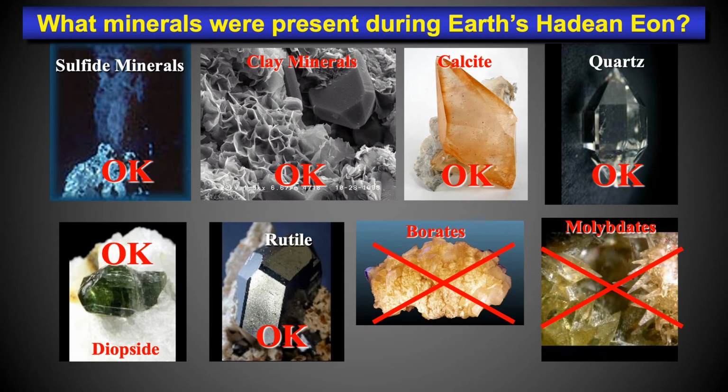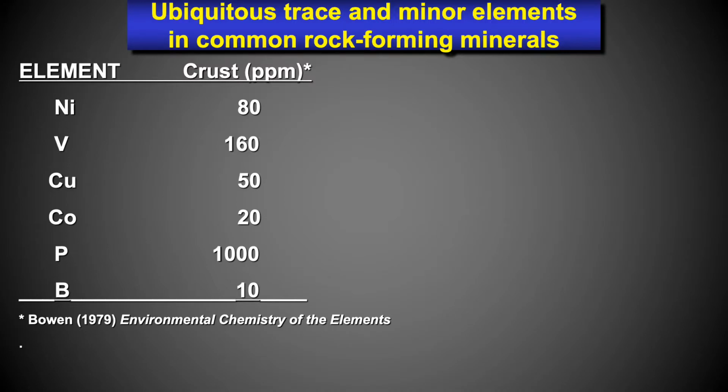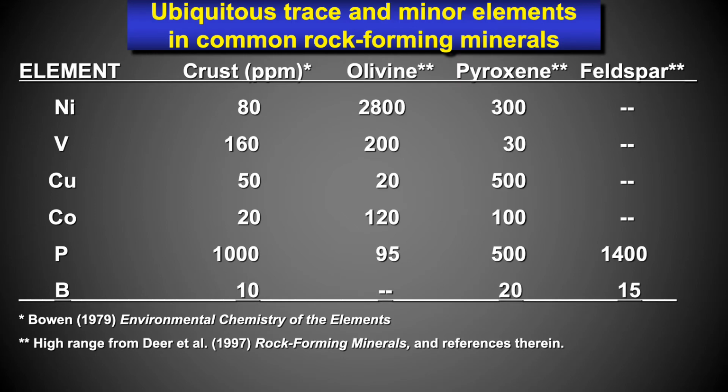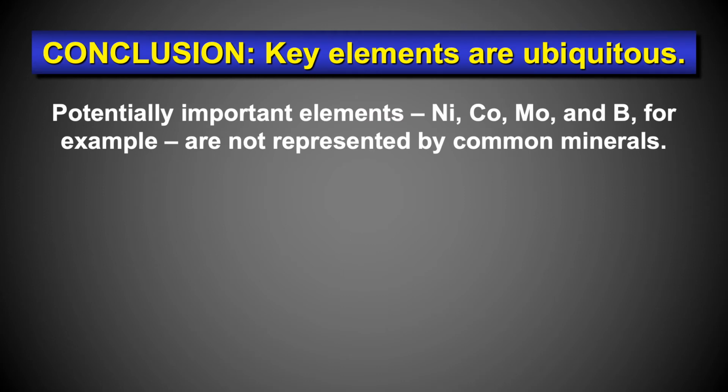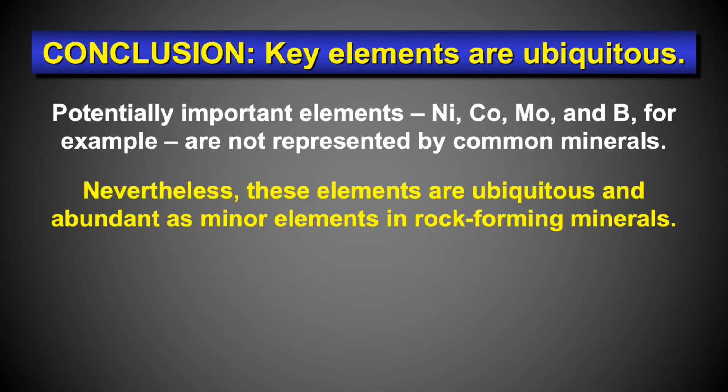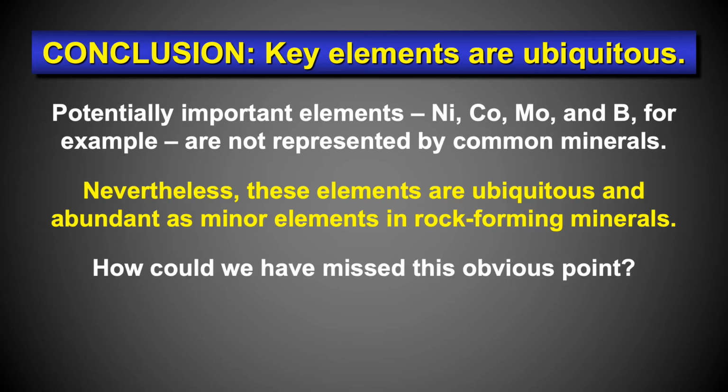Nevertheless, if you think now about trace and minor elements in common rock-forming minerals, maybe we have a solution. So here's the crustal concentration of some of these elements like cobalt and nickel and phosphorus and boron. Now, not very impressive, but if you look at common rock-forming minerals, which are just everywhere, they have an ability in some cases to concentrate by more than an order of magnitude these rare elements, and therefore provide surface sites where chemistry can be done. So here's a conclusion. Key elements are ubiquitous. Nickel, cobalt, molybdenum, boron. They're not represented by common minerals, but nevertheless, they're ubiquitous as abundant minor elements in common rock-forming minerals. Now, this is an obvious point, but for decades, origin of life people have missed it.